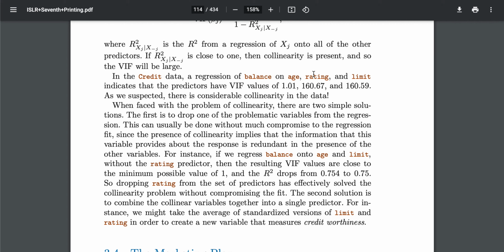In other words, the information that rating presents is summarized in age and limit pretty well. I mean, it's probably not much in age, but what we care about is to know whether one of the predictors is telling us something that the rest of the predictors are able to express. And we'd like to identify that. We want to know that this is happening. So it gives us some insight to maybe drop it or do something about it at the very least.